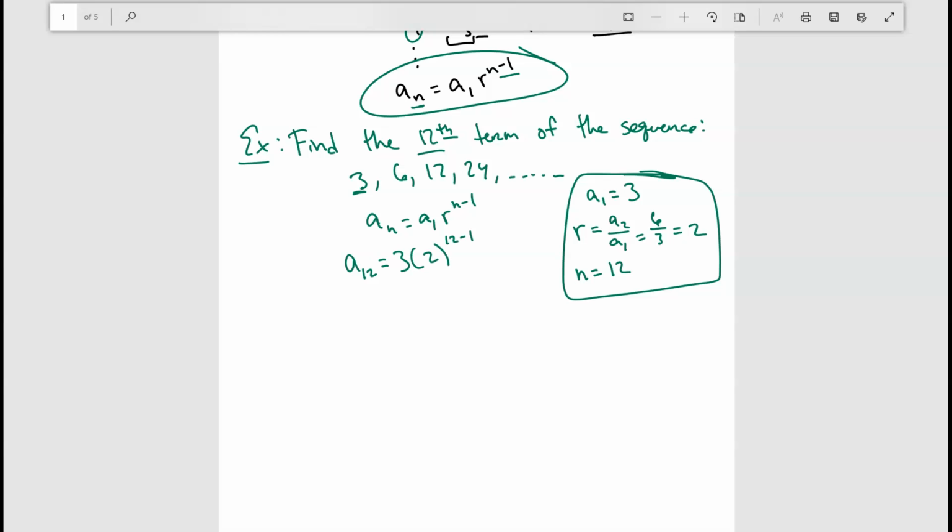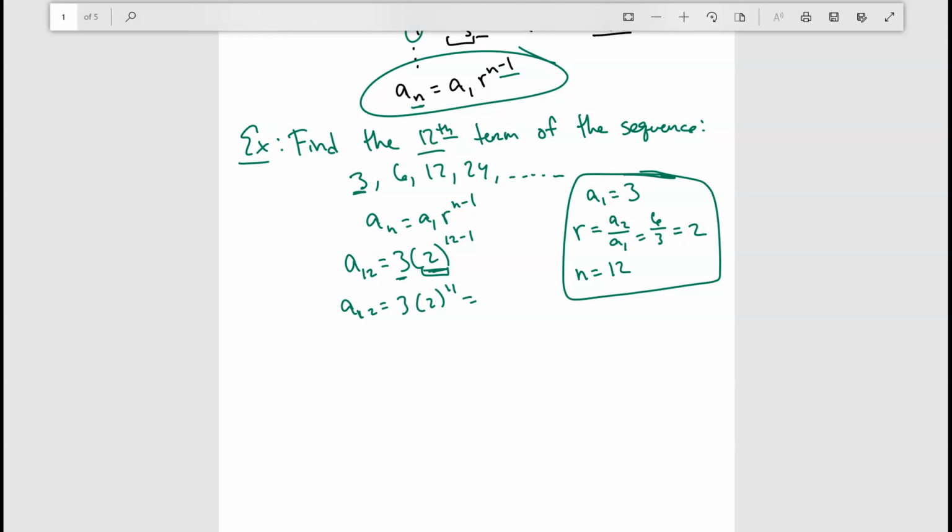12 minus 1. Here, make sure that you do order of operations. We always do the exponent first and then multiply by the 3. So first we're going to take this 2, raise it to the power of 11, and then I'm going to multiply it by 3. So don't forget about your order of operations. So 2 to the 11th is going to be a really big number, so that's why I would recommend to just use your calculator here.